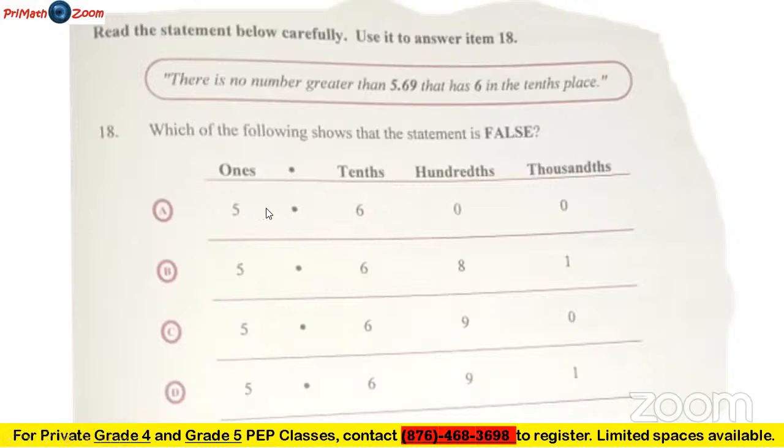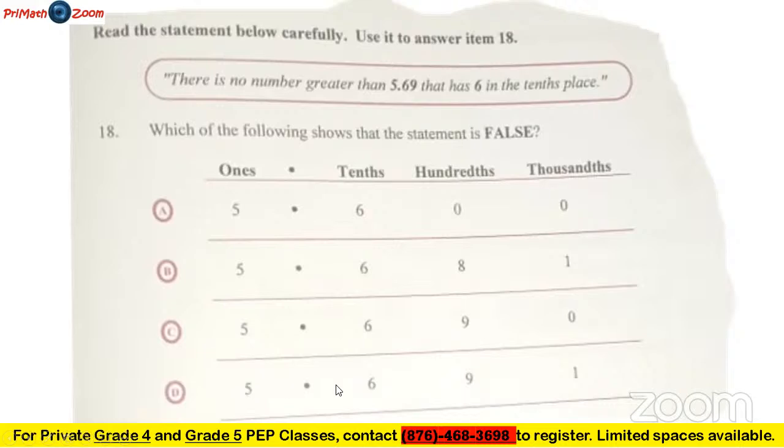All right, so 5.6 is not greater than 5.69, so this one will not falsify the statement. 5.681 is not greater than 5.69, even though it has 6 in the tens place, so that one will not prove that the statement is false. C is 5.690, which is the same as 5.69, so this does not prove it's false either.